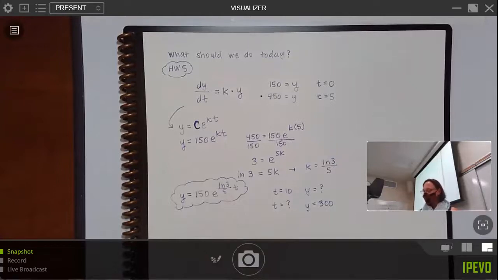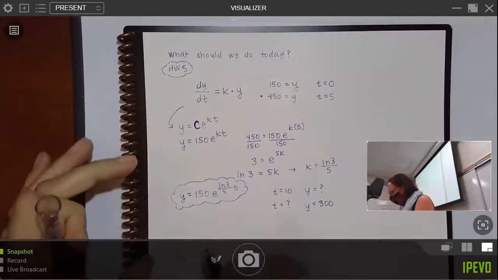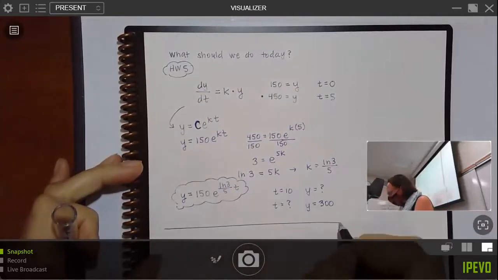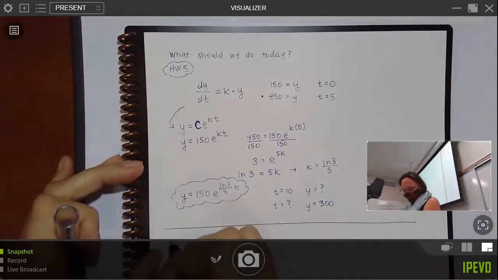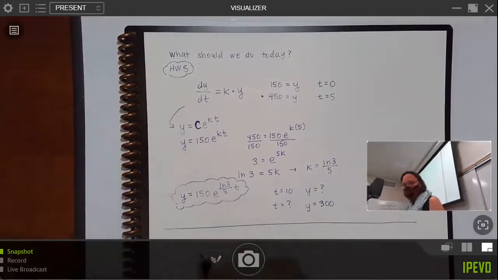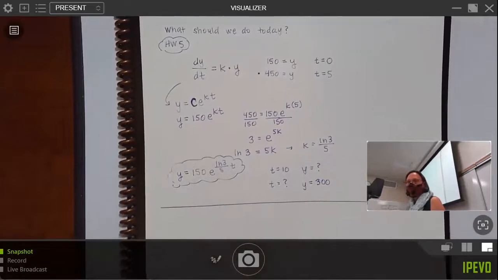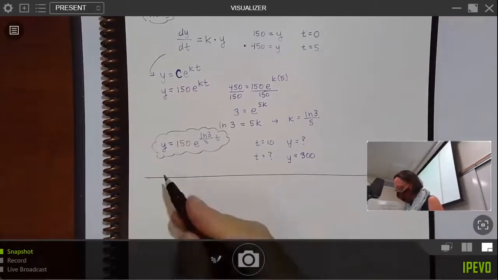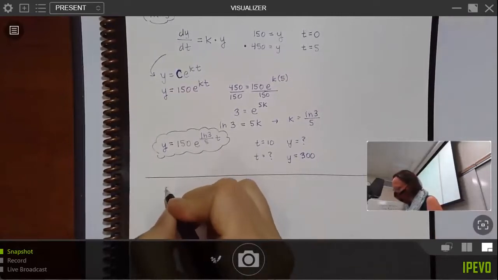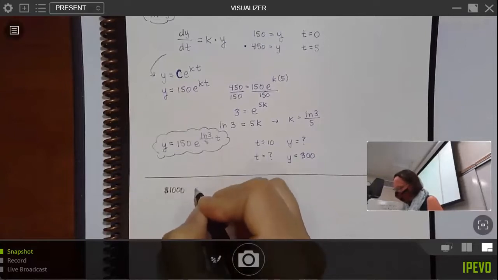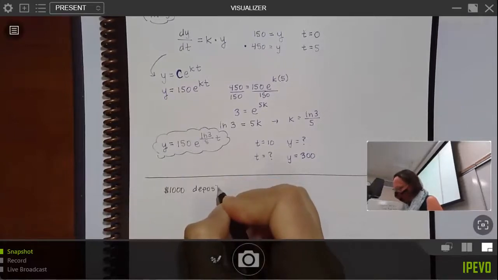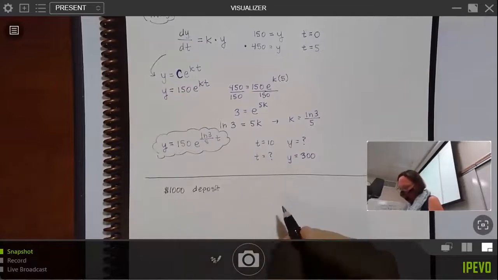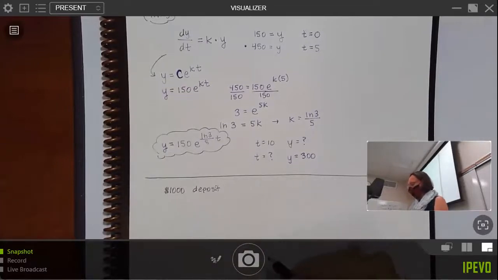So let's take a look at problem 4, which is a PERT problem because we're talking about interest. So problem 4, we have, let me slide this up just a little bit. So problem 4, we have deposited $1,000. And after 8 years, the balance has doubled.